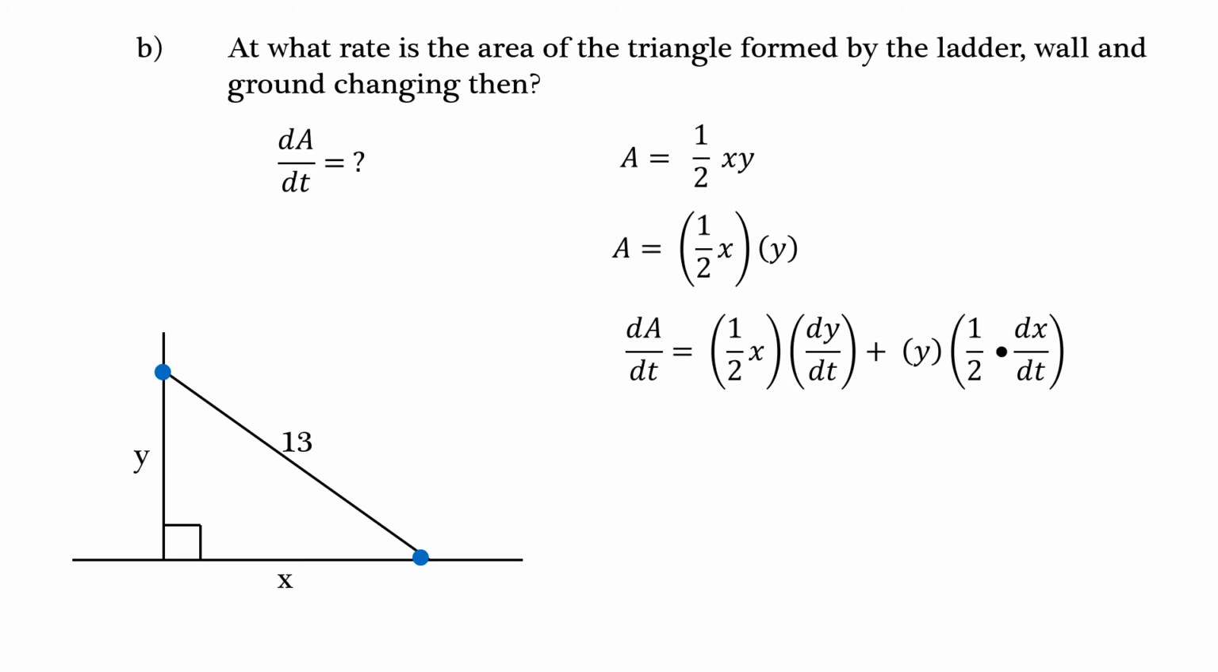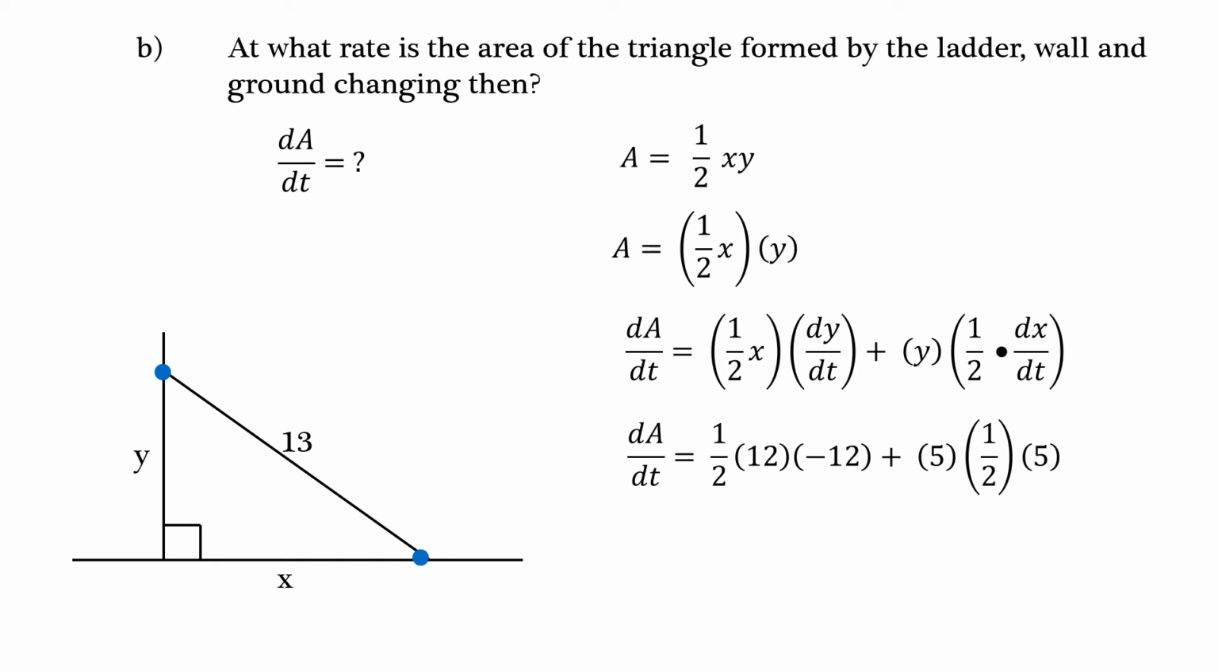So I have dA over dt equals the first function, 1/2 x, times the derivative of the second function, that is dy over dt, plus the second function y times the derivative of 1/2 x, which is 1/2 times dx/dt. So we have to substitute all values involved. For example, the x will be 12, the dy/dt is negative 12, the y is 5, and the dx/dt is also 5. So substituting all these values, we have dA over dt equals 1/2 times 12 times negative 12 plus 5 times 1/2 times 5.